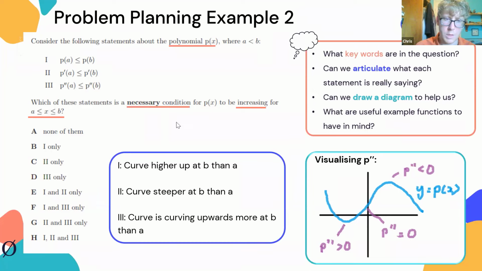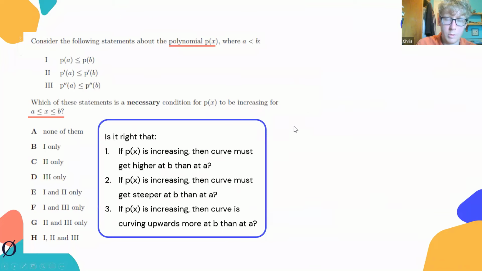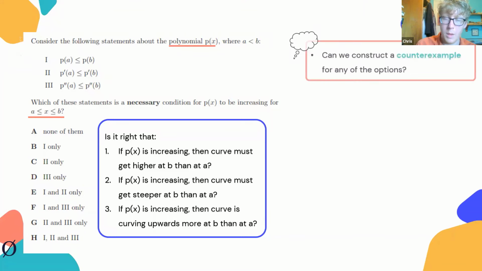Let's go on to the next slide, maybe. And just summarize what we're checking. So for instance, for statement 1, is it correct that if P of X is increasing, then the curve must be higher up at B than it is at A? And while we're checking each of these, you're thinking in the back of your head, to check an implication, like if then, often the easiest way is actually to check for a counterexample, something that doesn't satisfy the implication. And a counterexample is always something that satisfies the if part, but not the then part.